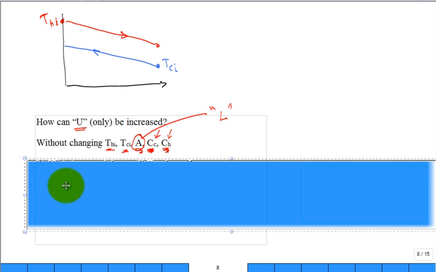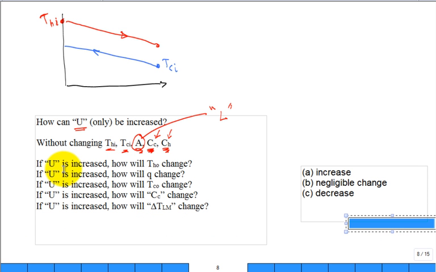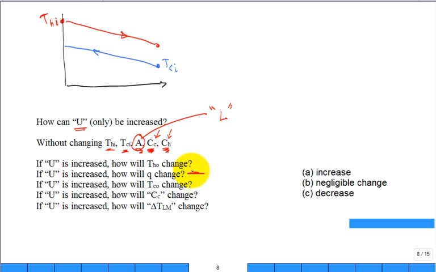So now we come over here and we're ready for some questions. If U is increased, without changing all these other parameters, how will T hot out change? I'm kind of bored on that one. How about Q? Let's try this one. How will Q change if U is increased and everything else remains the same? Think about maybe adding finning inside. This would be like a length, perimeter length calculation for an area. Yes and no. It's how you look at your internal equation. Well, the time is up.